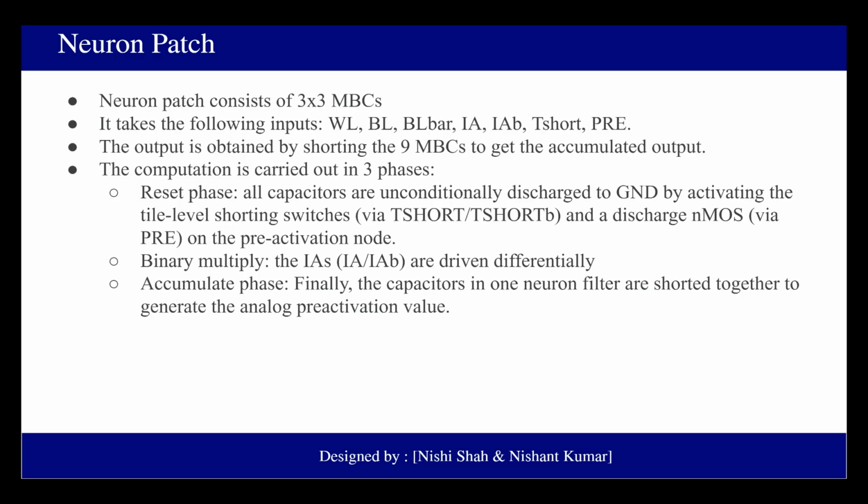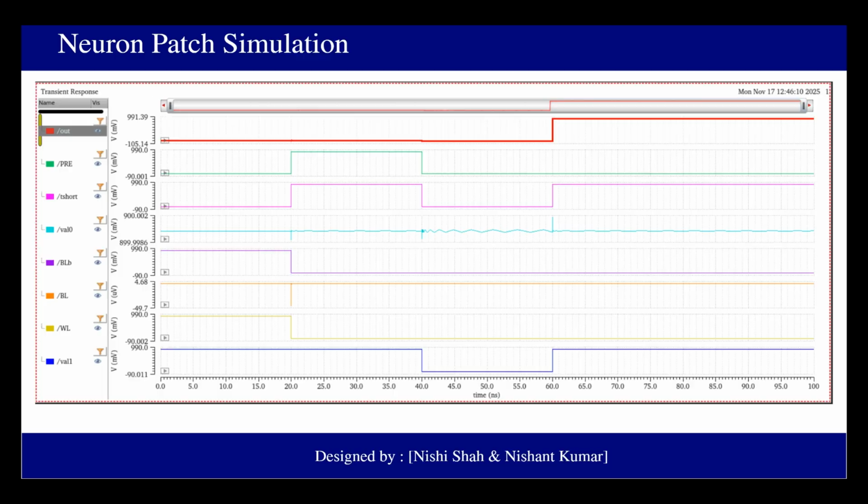Next is the actual multiplication. Here the IAs are driven according to the values we have, and multiplied with the stored weight value, and the XNOR operation happens here. Finally, in the accumulate phase, all the capacitors are shorted together to generate the final PA value. And as you can see, this happens in the simulation.